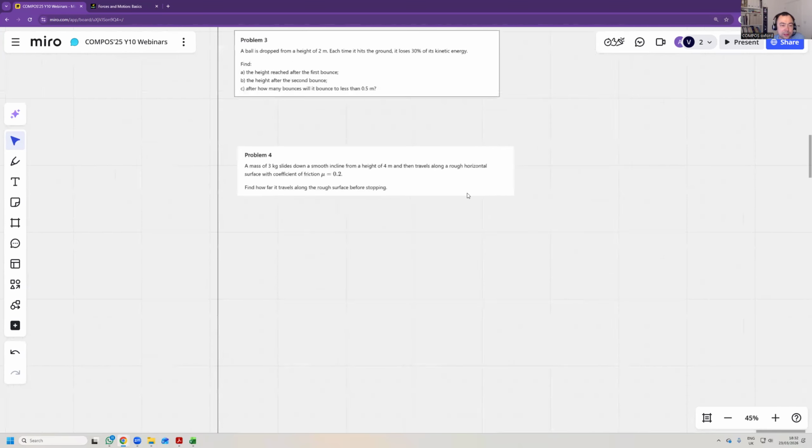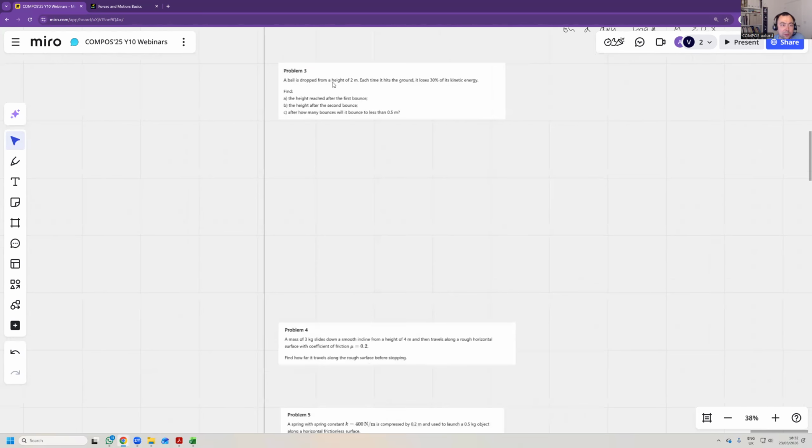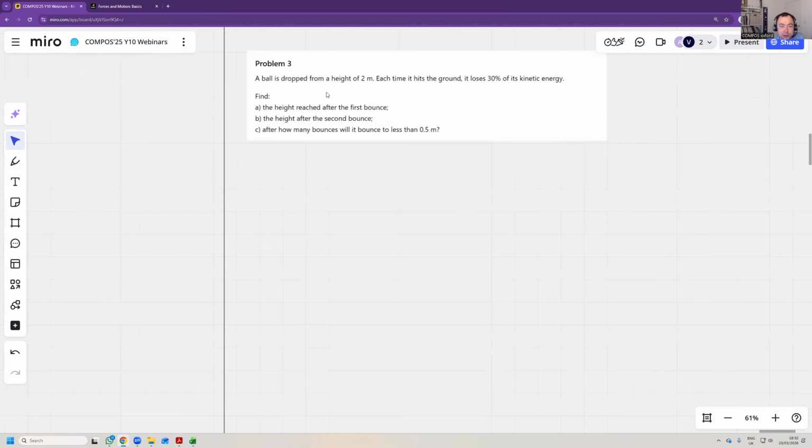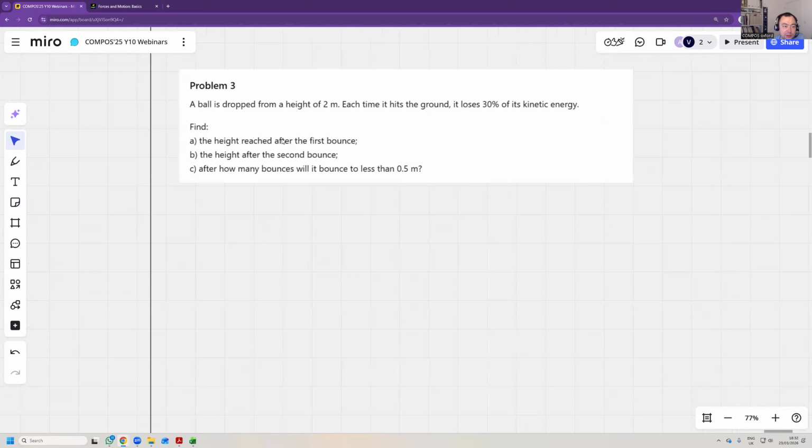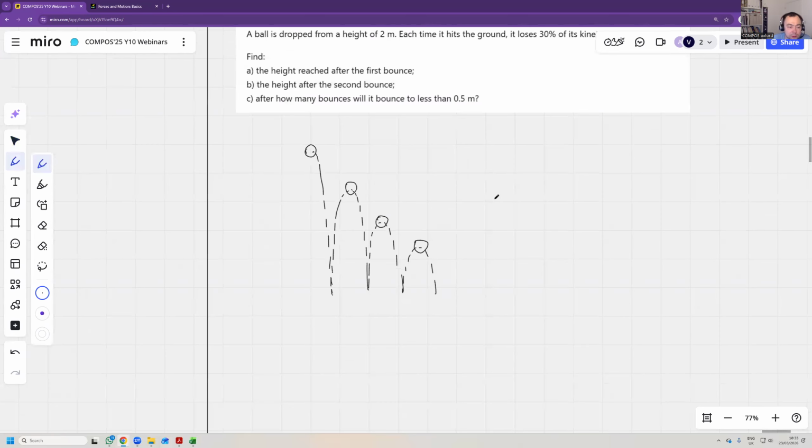Problem 3. A ball is dropped from a height of 2 meters. Each time it hits the ground, it loses 30% of its kinetic energy. Find the height reached after the first bounce. Well, when the ball is at the top, it falls down, hits the ground, and bounces back up.